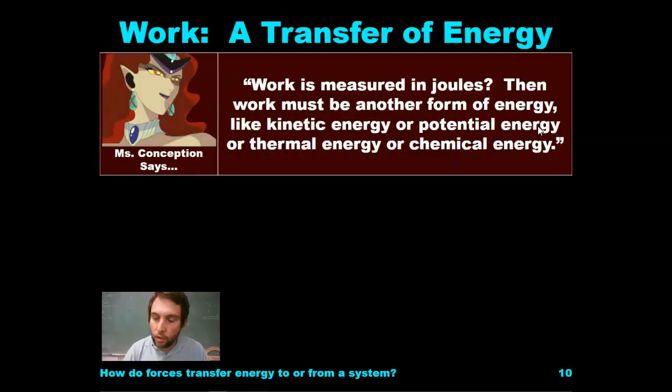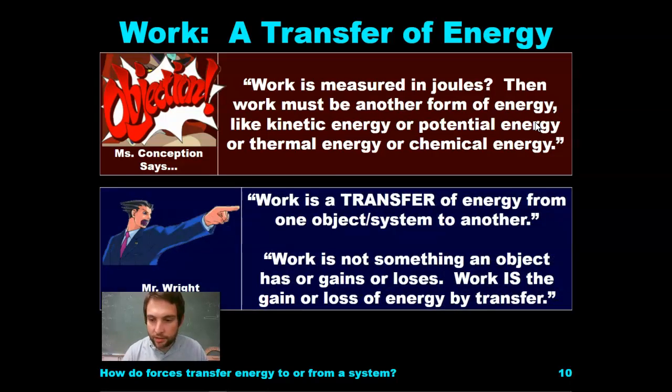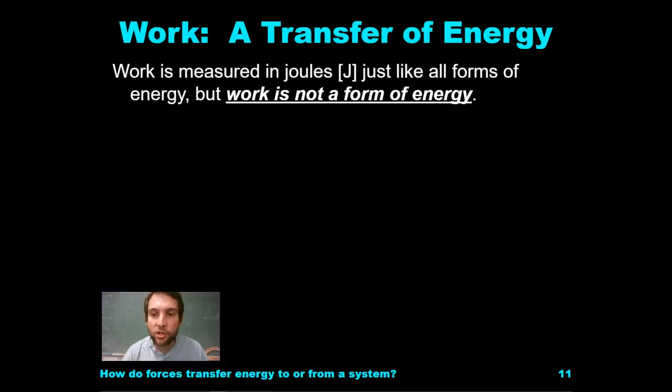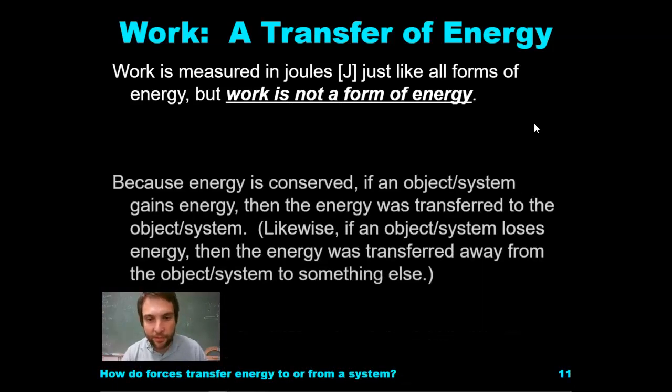Misconception says work is measured in joules, then work must be another form of energy, like kinetic energy, or potential energy, or thermal energy, or chemical energy. No, that is not correct. Work is the transfer of energy from one object or system to another. Work is not something an object has, or gains, or loses. Work is the gain or loss of energy by transfer. Work is measured in joules just like all forms of energy, but work is not a form of energy.